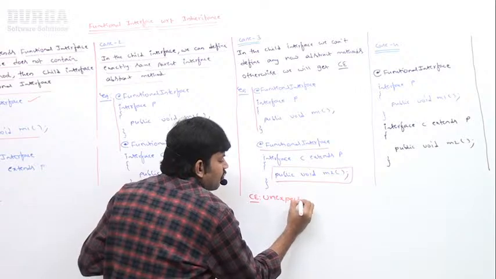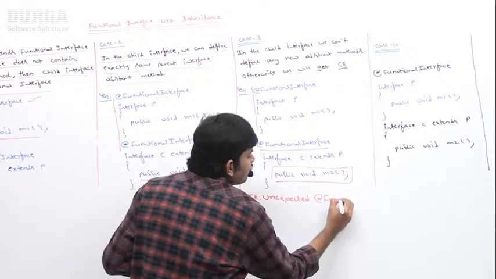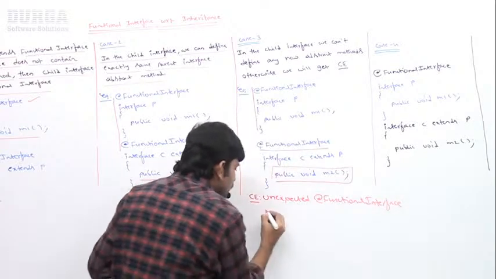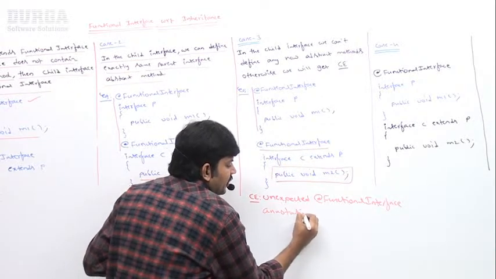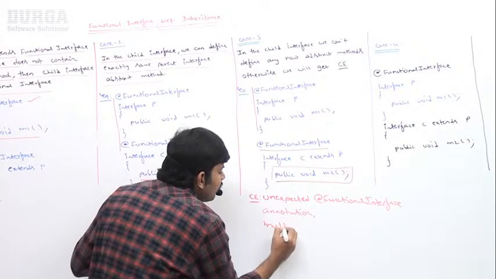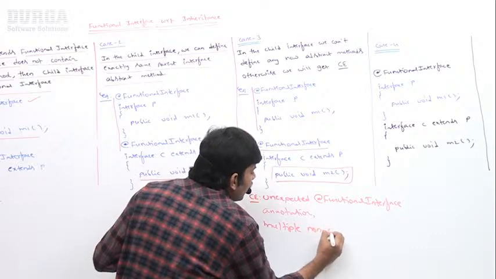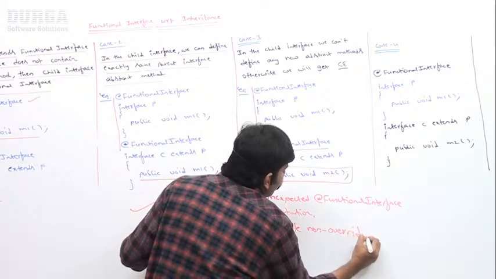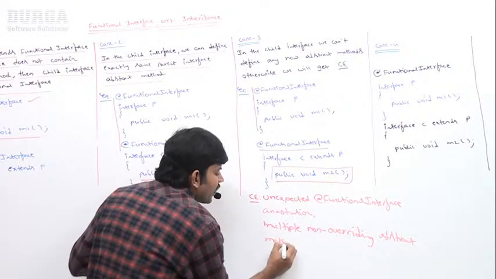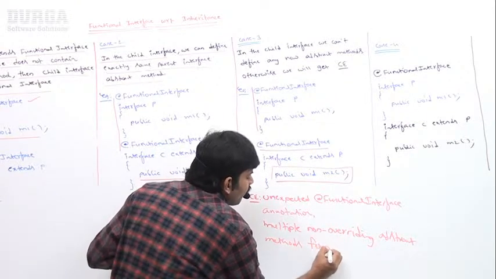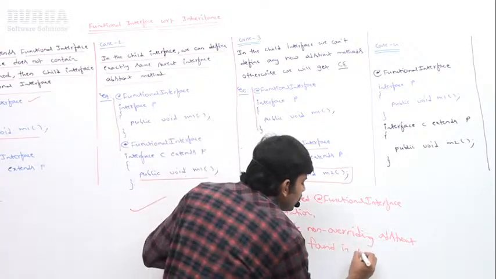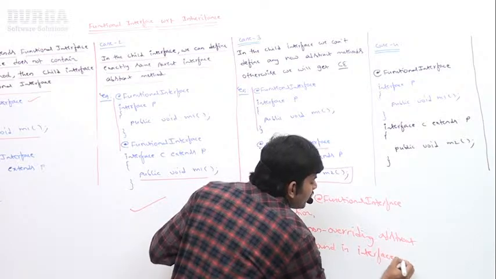Unexpected @FunctionalInterface annotation, multiple non-overriding abstract methods found in interface C.